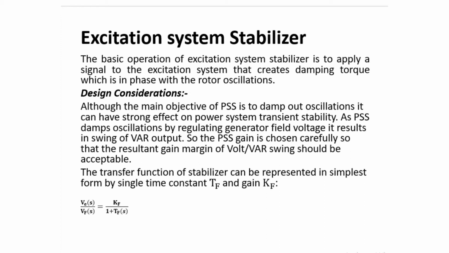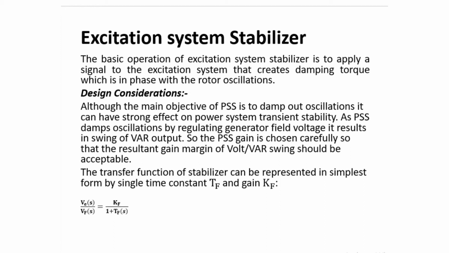Therefore the power system stabilizer, which is also known as the excitation system stabilizer, was developed to aid in damping these oscillations by modulation of the excitation system, and it will supplement the stability of the system. So students, the basic operation of the power system stabilizer is to apply a signal to the excitation system that creates a damping torque which is in phase with our rotor oscillations.